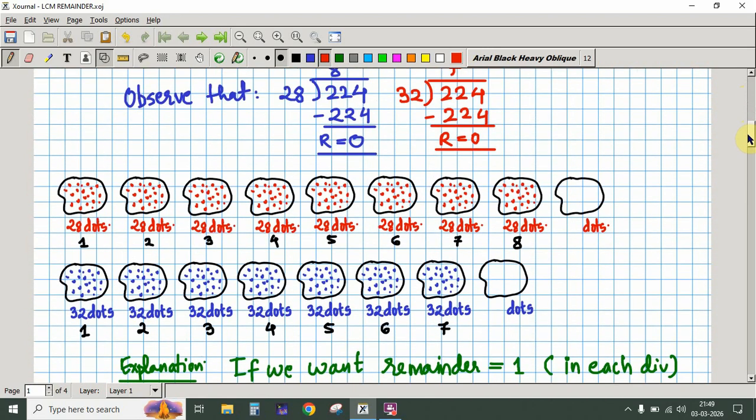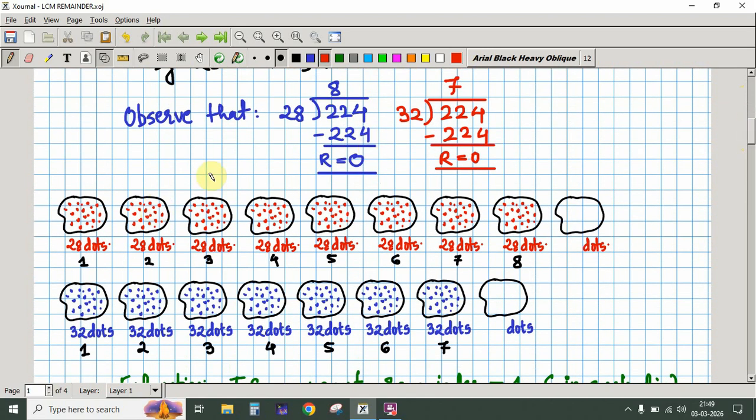So let's begin the explanation. For 28, the quotient is 8. This means that we have 8 bunches of 28 objects. These are the dots: 28 dots, 28 dots in the second bunch. Like this we have a total of 8 sets or 8 bunches of 28 objects.